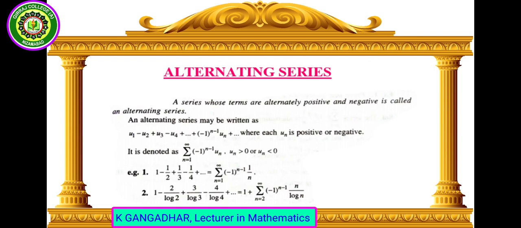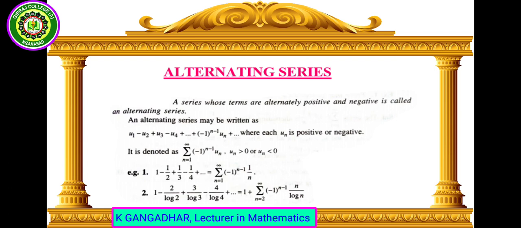So in such a series we write u1 minus u2 plus u3 minus u4 plus so on, plus (minus 1) to the power n minus 1 into u_n plus so on, where each u_n is positive.